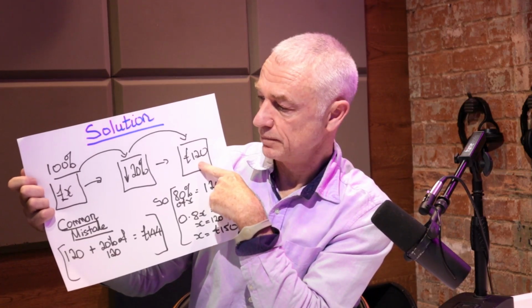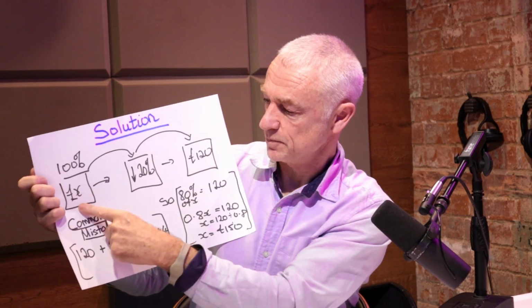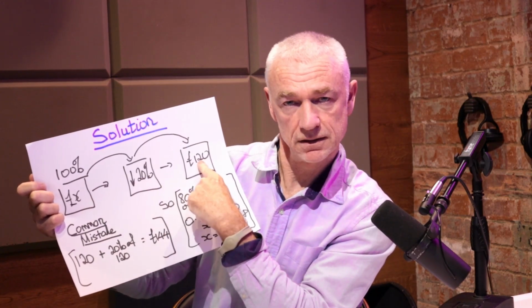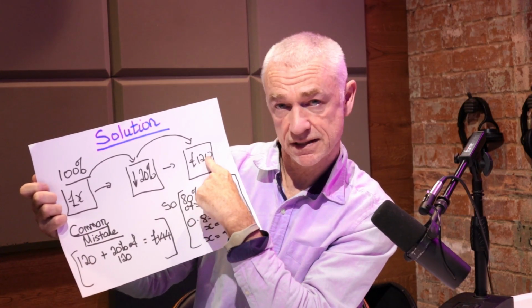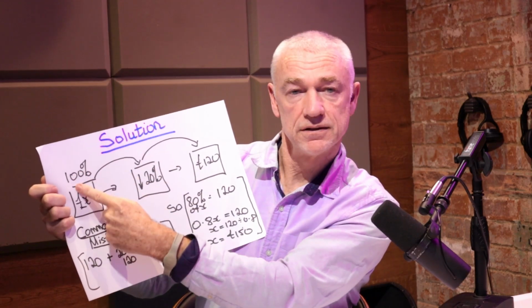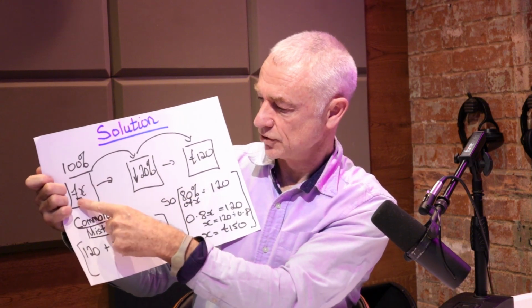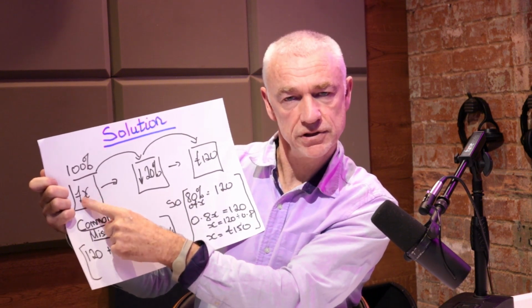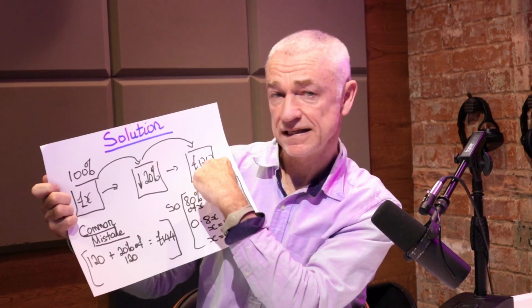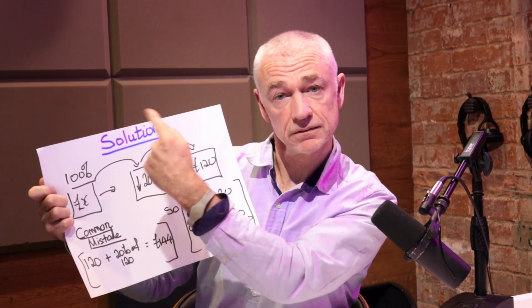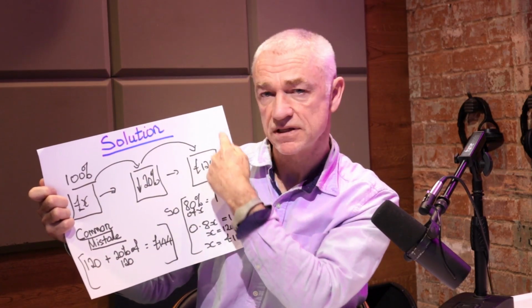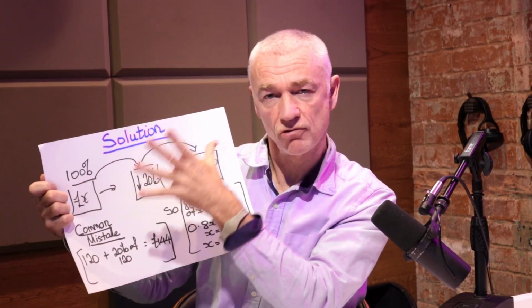Now, what a lot of people do is they say, right, if that's been reduced by 20% to get that, let's add 20% to that to get back to this. But that's not correct really, because here you're taking away 20% of the original amount, whereas here you're adding on 20% of the final amount. So there isn't a symmetry there. It's not the same. It's not reversible.